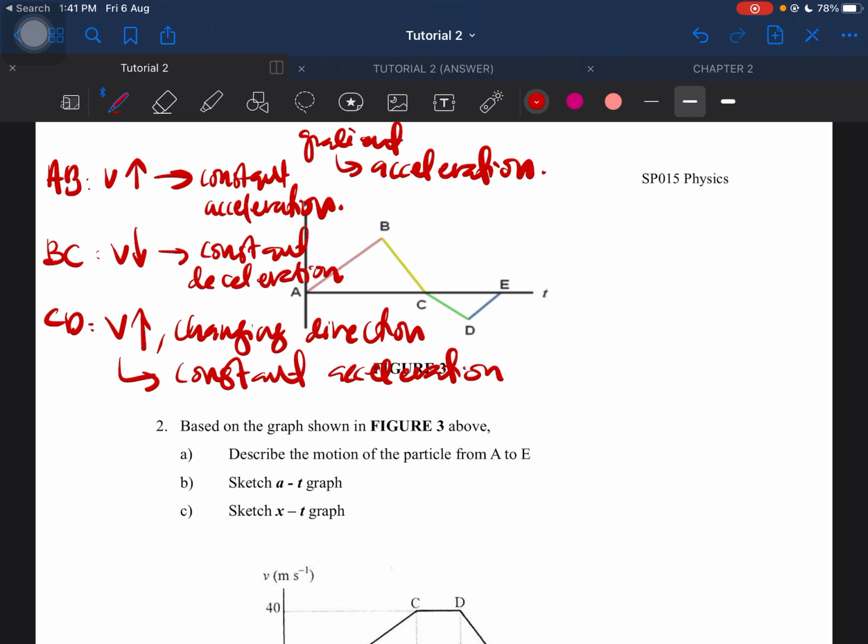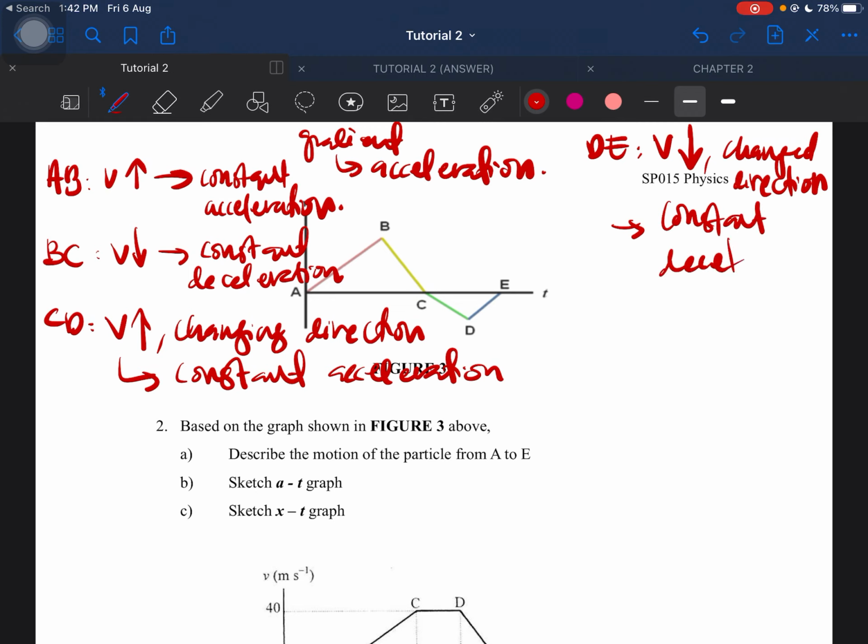And then lastly, at point D to E, we can see that the V is decreasing. So this one changes direction too, because it goes from negative to positive, passing through 0. So this one is constant deceleration. Okay, so that is question 2a.